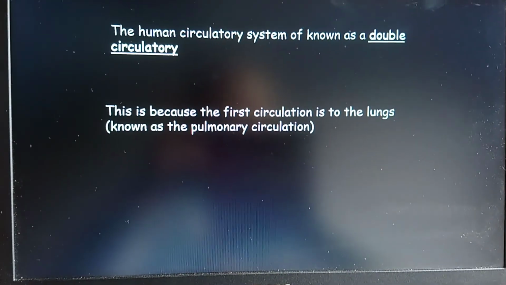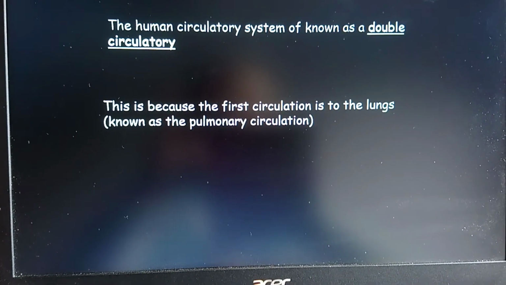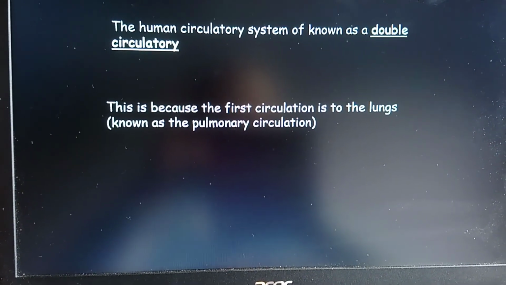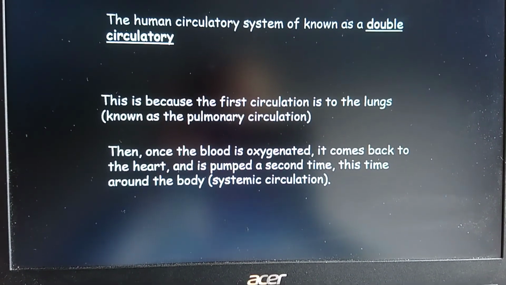So sometimes we refer to the circulatory system as a double circulatory system, because the first side, the right side, goes to the lungs, and the other one, the left side, goes all the way around the body.